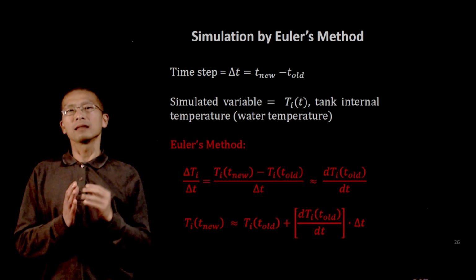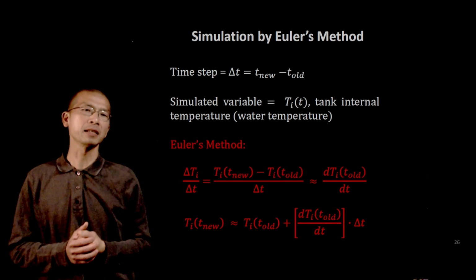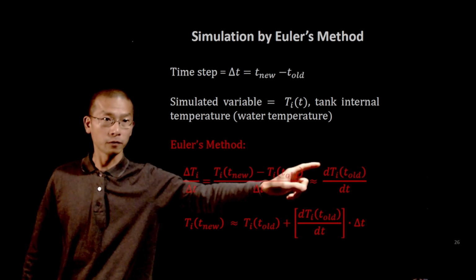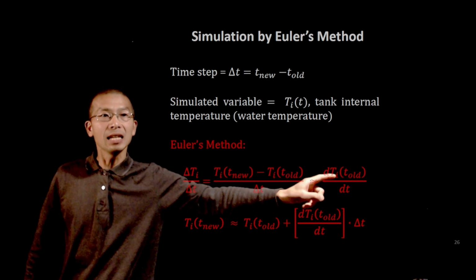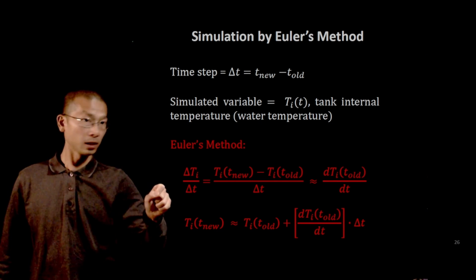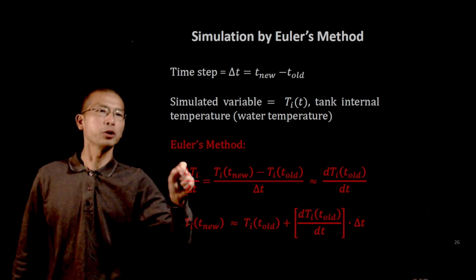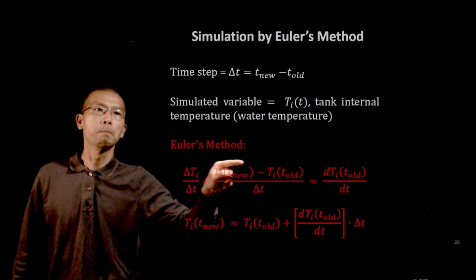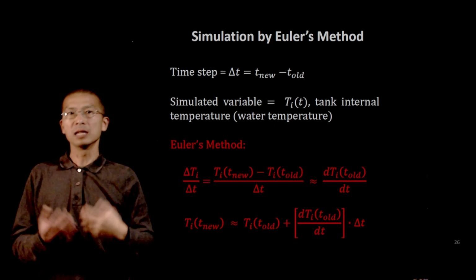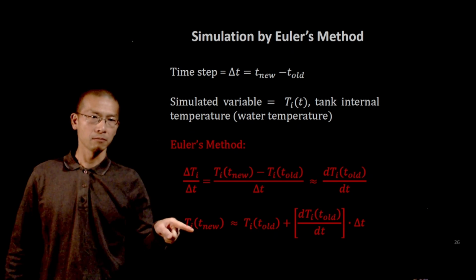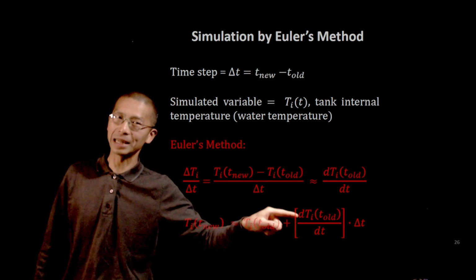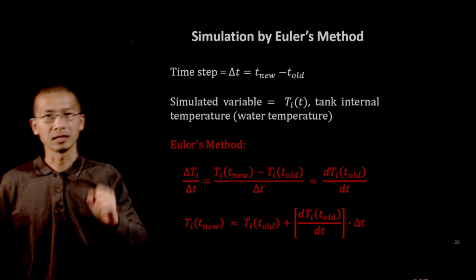Euler's method assumes that the rate of change for the variable Ti in this case is constant during each time step. So dTi/dt, the rate of change for Ti at the beginning of the time step, is approximately equal to delta Ti divided by the time step delta t, or the water temperature at the end of the time step minus the temperature at the beginning of the time step, divided by the time step. In a more familiar form, Ti at a new time, at the end of the time step, equals Ti at the beginning of the time step plus the rate of change at the beginning of the time step multiplied by the time step delta t.